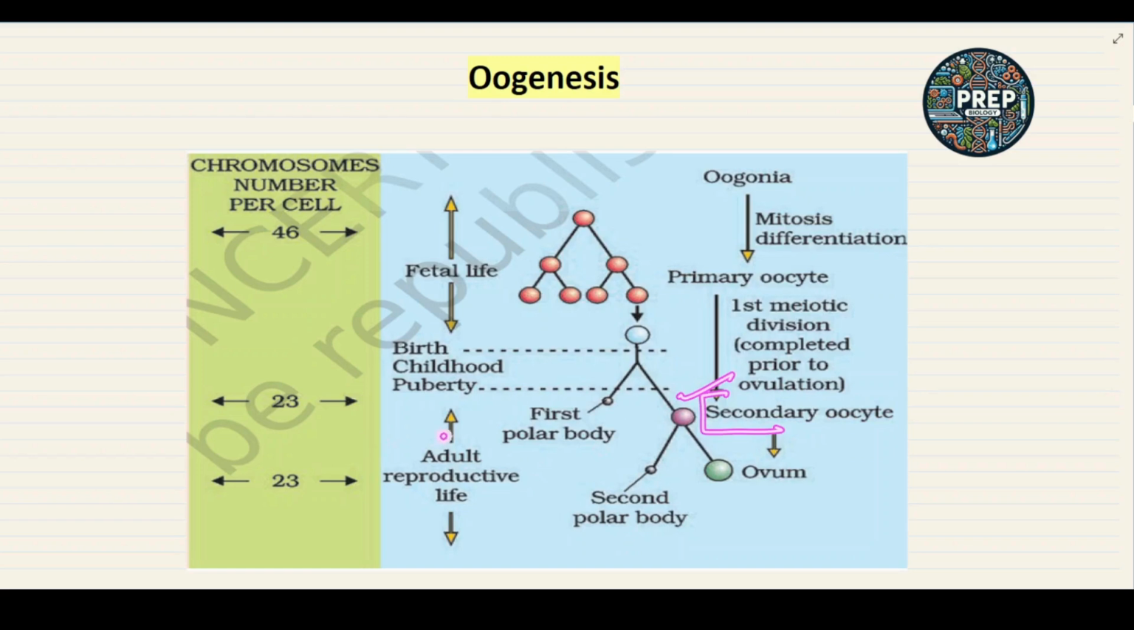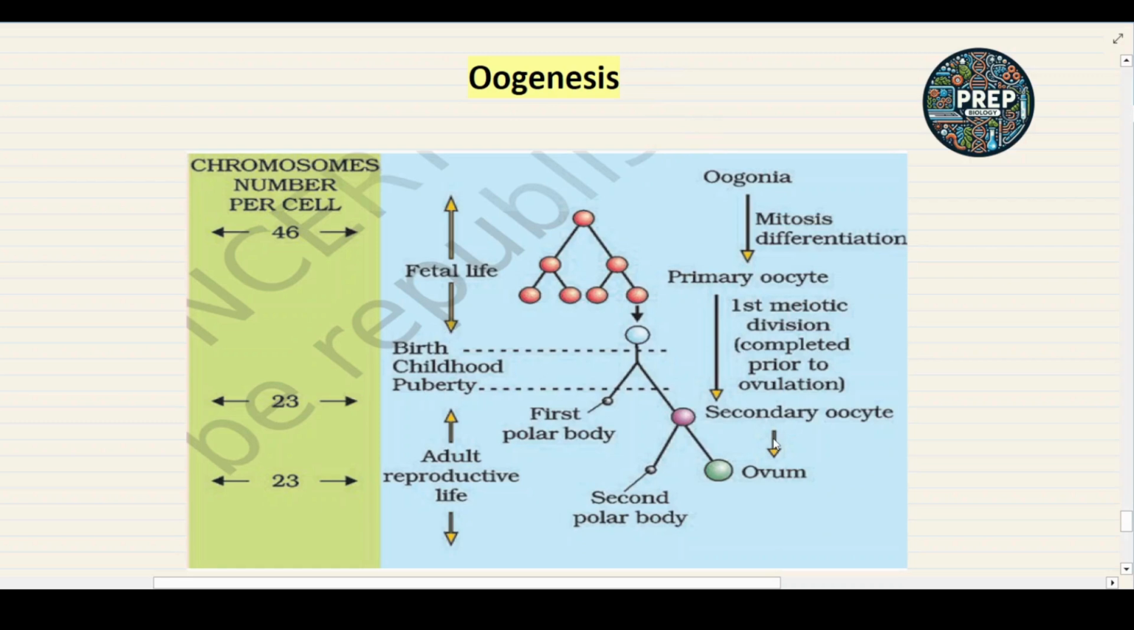The primary oocyte will convert into the secondary oocyte and the first polar body. Then, in the puberty stage or the adult reproductive stage, the secondary oocyte will convert into the ovum and the second polar body. Okay, so this occurs at the puberty stage. I hope this chart is clear to you all, and the different events of the oogenesis are clear to you all.